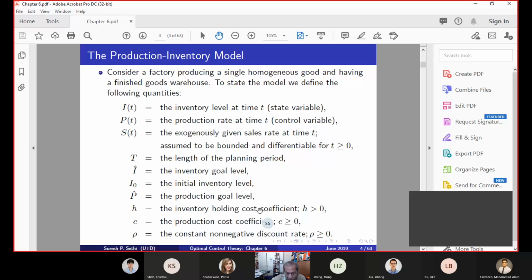h is the inventory holding coefficient. c is the production cost coefficient. We'll briefly tell you what that means. And rho is the constant nonnegative production discount rate. Since it's a finite horizon, we can assume rho to be bigger than or equal to 0. If T equals infinity, then we would like this rho to be strictly bigger than 0.